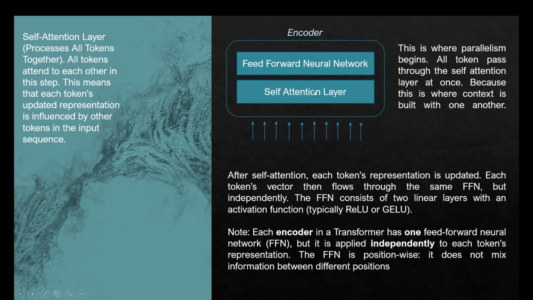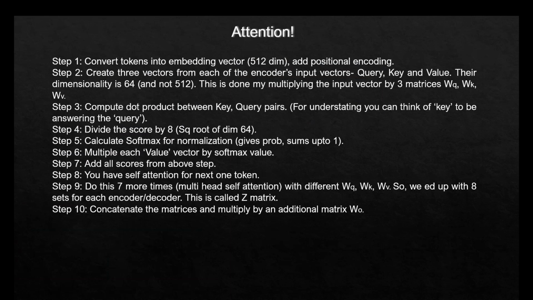We'll get into self-attention in just a minute, but after self-attention, each token's representation is updated. Each token's vector then flows through the same feed-forward neural network, but independently. So in the feed-forward neural network, parallelization doesn't happen. It only happens in the attention layer. From the attention layer, it goes to the feed-forward neural network, which typically consists of 2 linear layers with a ReLU activation function. And that, very broadly, is the encoder. Let's zoom in a little bit more and talk about the attention mechanism.